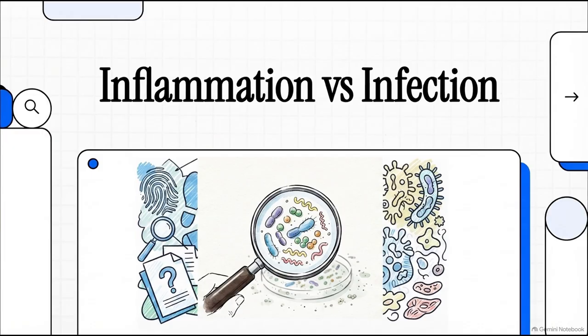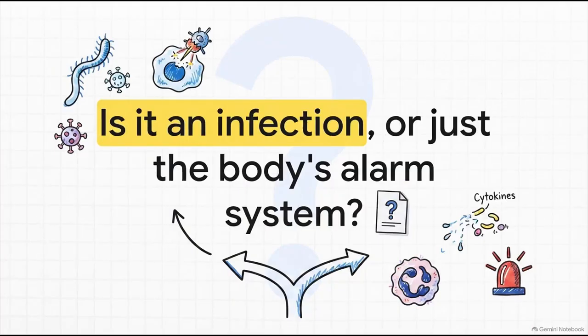Let's get into it. We have to start with this crucial question to frame our entire investigation. Is it an actual infection, or is it just the body's internal alarm system going off? This is, without a doubt, the most critical dilemma we face when reviewing patient records. Why do you think we see such massive denial rates in claims for conditions like sepsis?